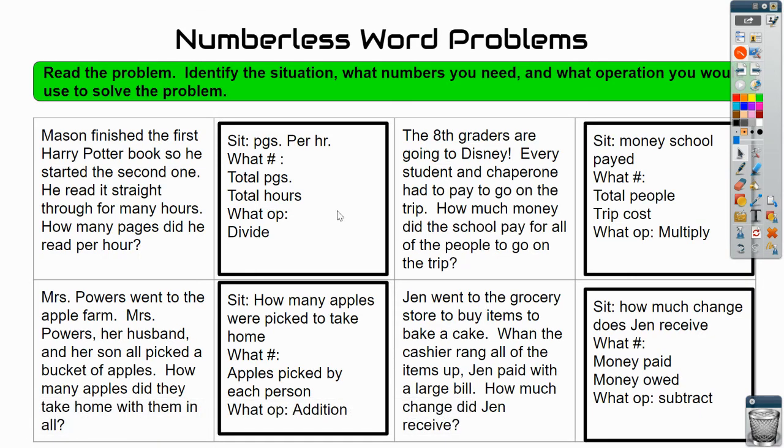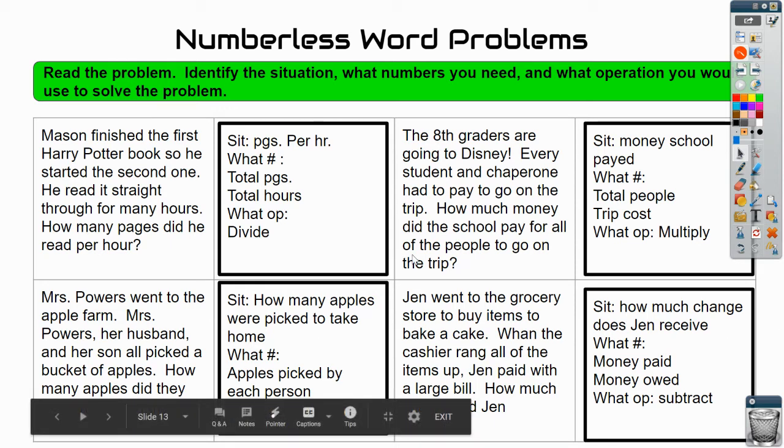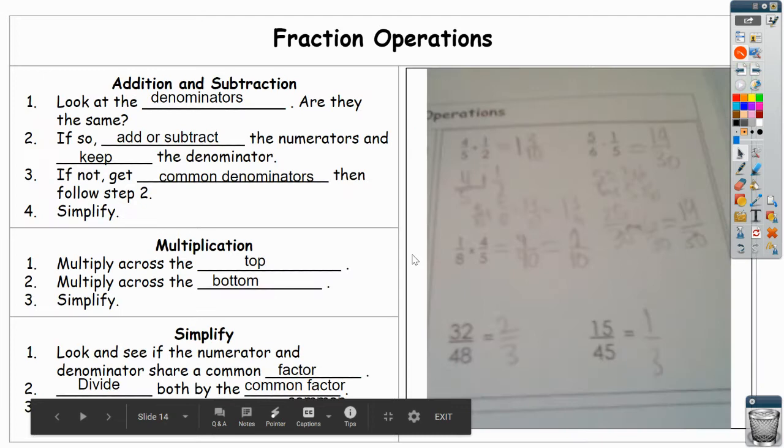On this slide, you needed to type in the situation, numbers, and operation. That's what these abbreviations are. So SIT is for situation in the word problem. What hashtag is just what numbers do you need to answer the question? And then what op is the operation you need. And those directions are up here in the green box. You should have all four of these boxes filled in.